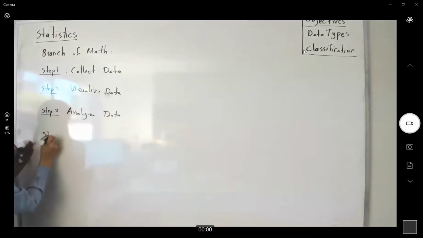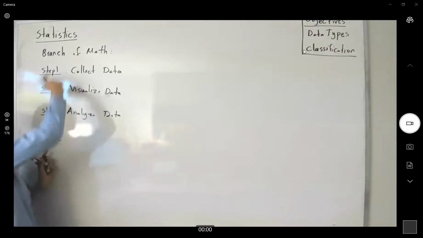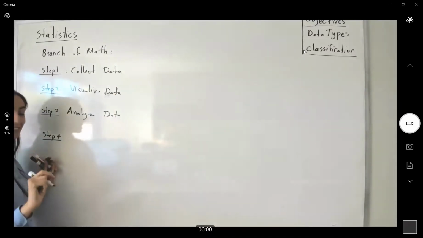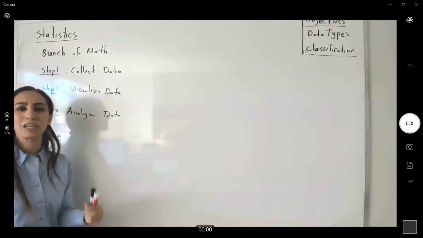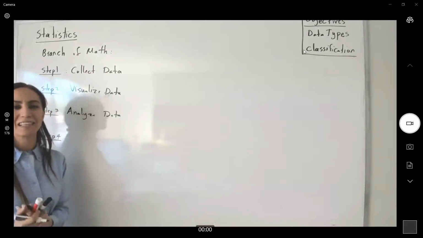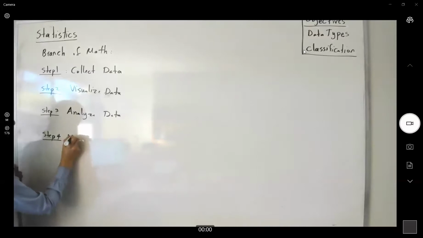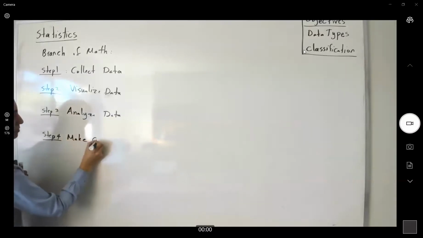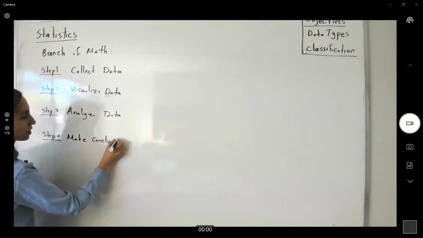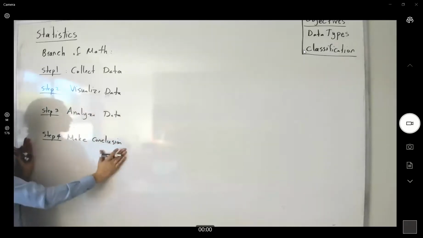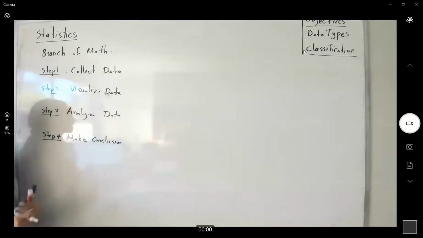The last step, which is more important than the rest of these, is making conclusions, making inferences about the population. Make conclusion. This part is inferential statistics, making inferences.